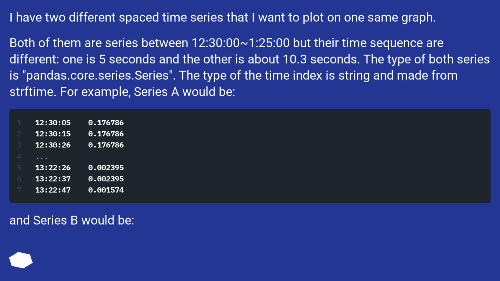The type of both series is pandas.core.series.Series. The type of the time index is string and made from strptime. For example, series A would be, and series B would be.